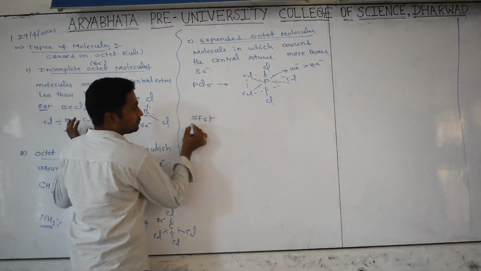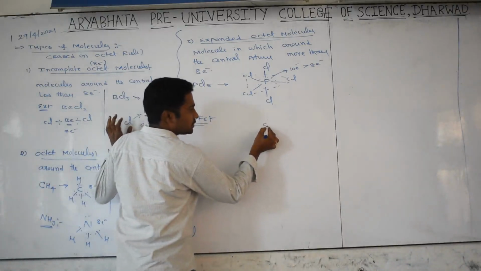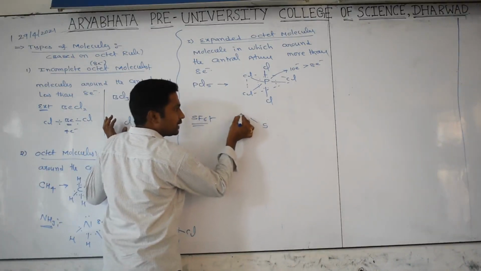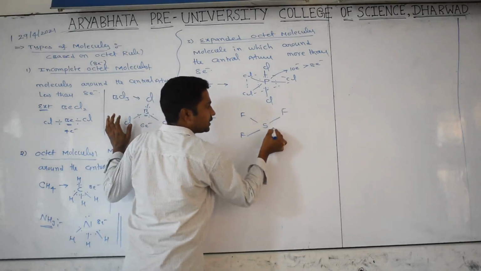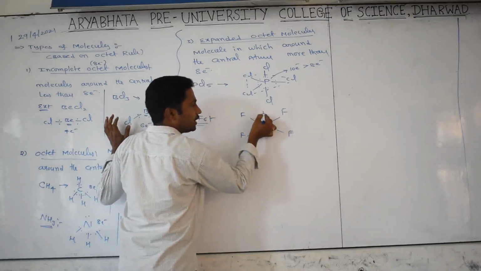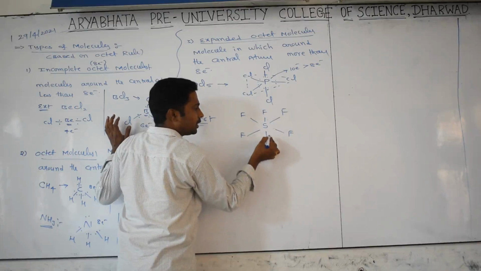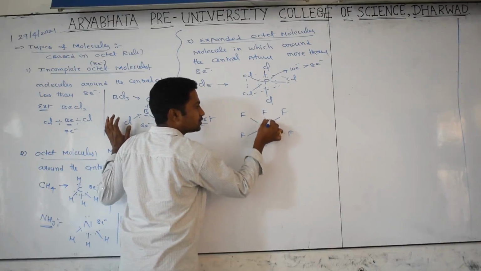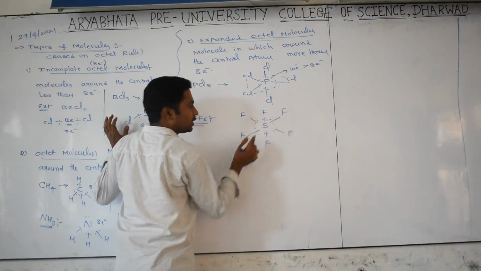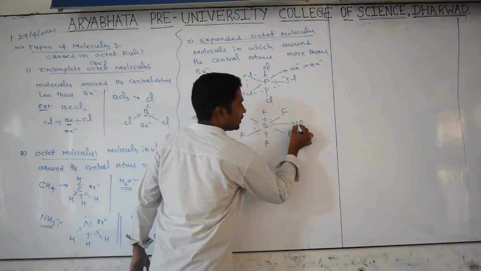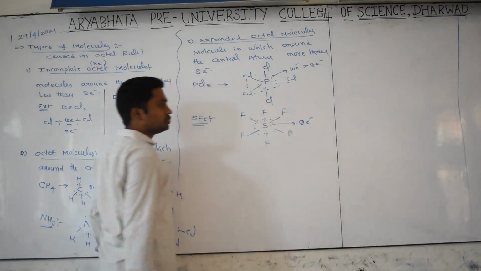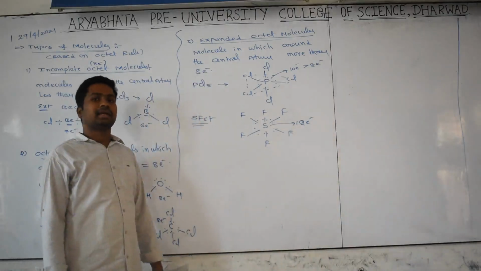SF6 is there. Sulfur is the central atom. Around it, how many fluorines are we getting? 6 fluorines. Every fluorine, or every halogen, can form one bond, and every bond has 2 electrons. How many bonds are there? 6 bonds. 6 twos are 12 electrons. Around the central atom we have 12 electrons, due to that reason we call it expanded.